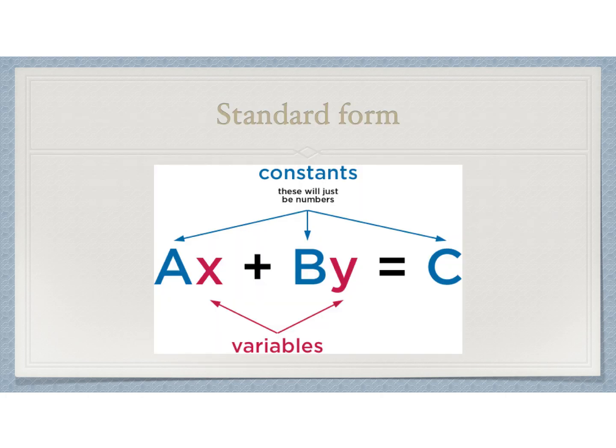So this is known as standard form, which is ax plus by is equal to c, where a, b, and c are constants. So that means they are numbers that are not 0, and the x and the y are variables. So a, b, c are non-zero numbers, and x and y are variables.